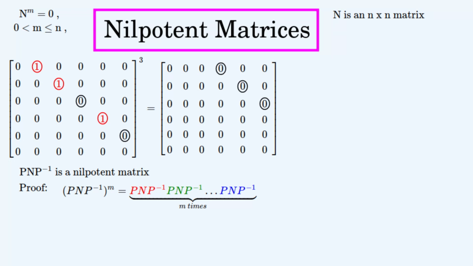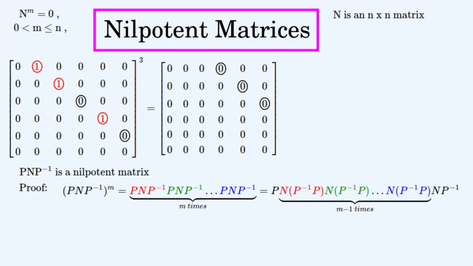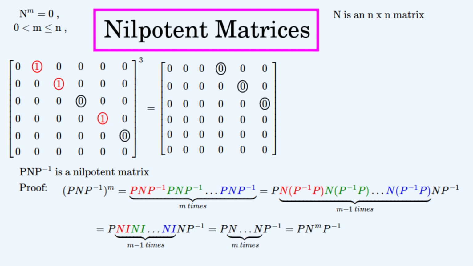We'll use under bracket times notation here. We can gather all of these matrices with their inverses together, and they'll all be equal to the identity matrix. And they'll all multiply by the matrices to the right or left to give us the nilpotent matrix raised to the power of m. And this will give us the zero matrix, so that's this fact proven.